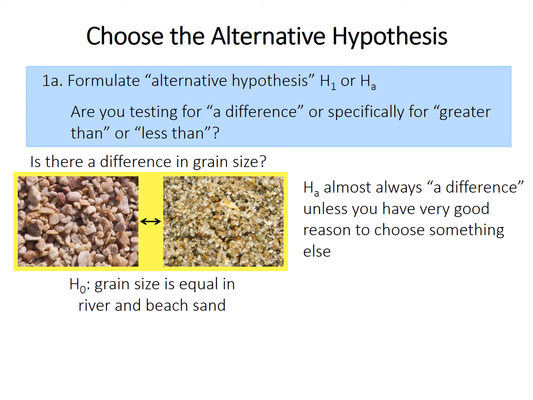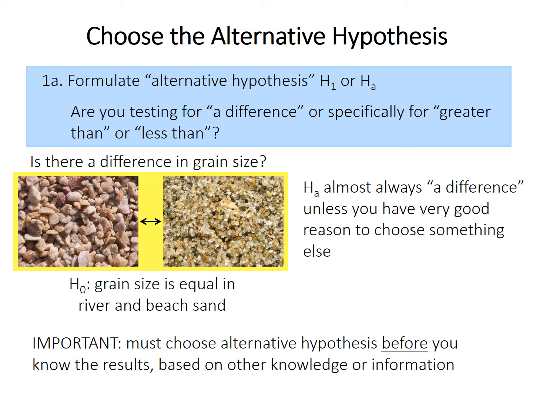You can also explicitly state an alternative hypothesis. Normally your alternative hypothesis suggests that there is some difference between the two groups, in this example at least, but you can specifically test if one group's mean is greater than the other or less than the other. So this is an extremely important warning, however. You can't choose your alternative hypothesis based on the data.